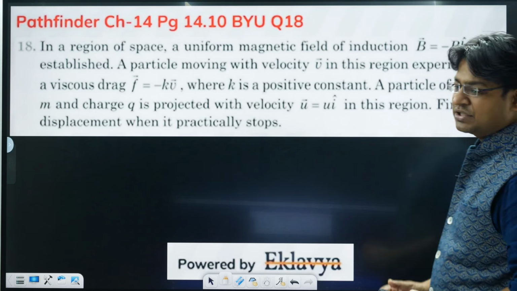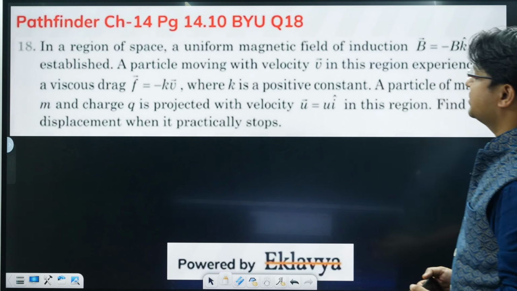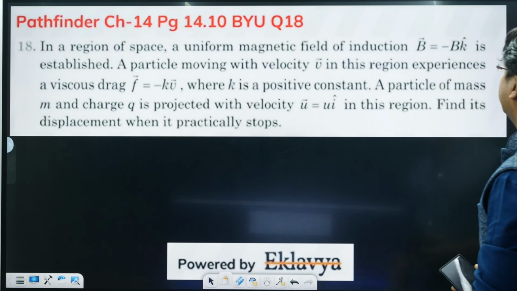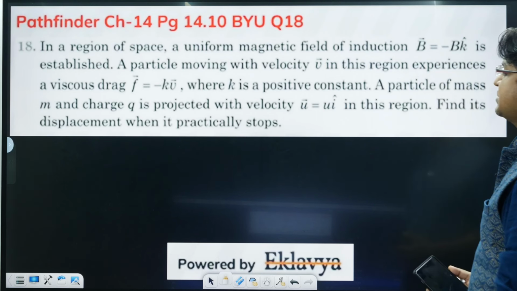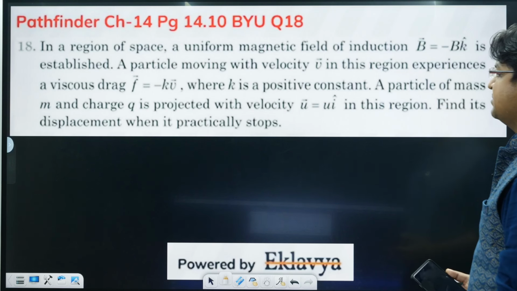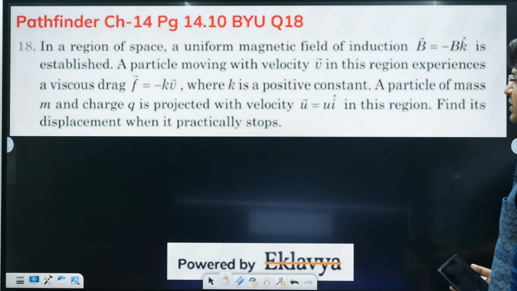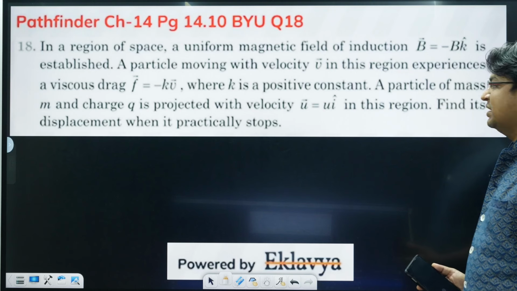So this is the first question. Let's see. This question says, in a region of space, a uniform magnetic field of induction minus Bk is established. A particle moving with a velocity v in this region experiences a viscous drag. A particle of mass m and charge q is projected with a velocity u in this region. Find its displacement when it practically stops.